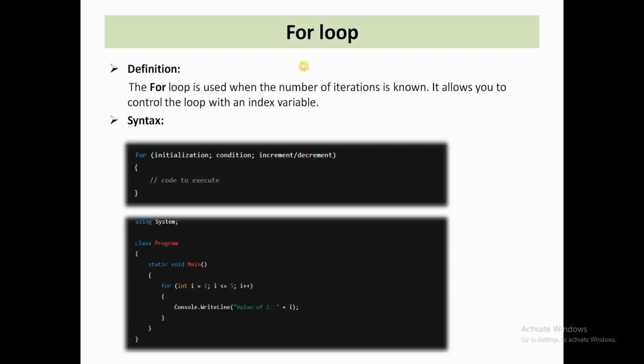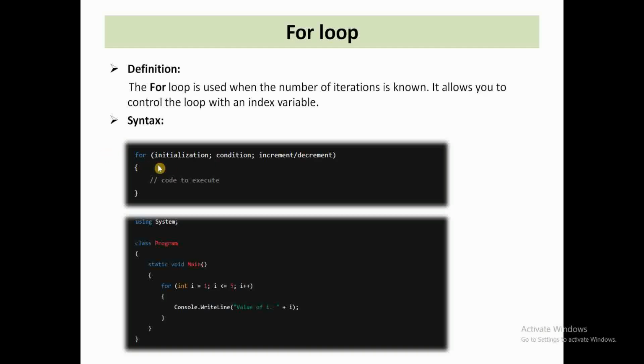First one we have for loop. The definition is the for loop is used when the number of iterations is known. It allows you to control the loop with an index variable. In for loop we know the iterations, how many times we want to iterate that block of code with some specific condition. We have to initialize some specific value on that, and with the increment decrement, how we want to increment the value or decrement the value.